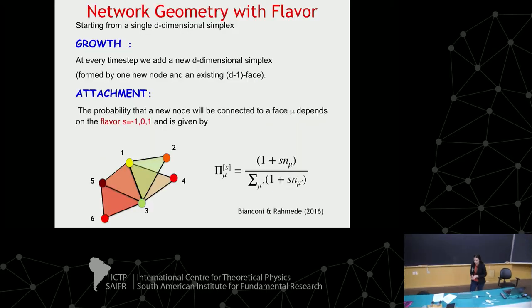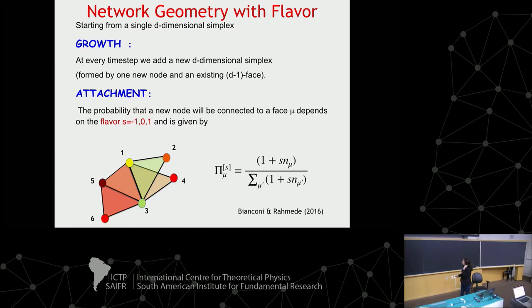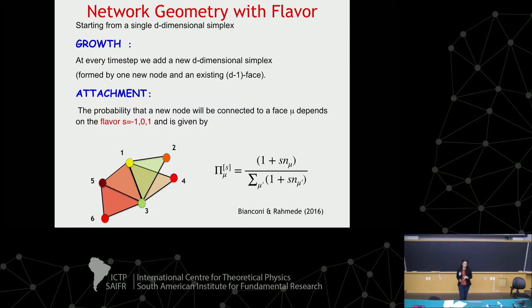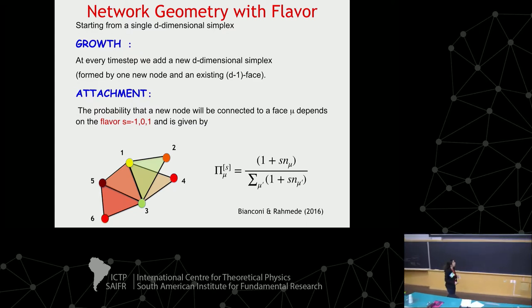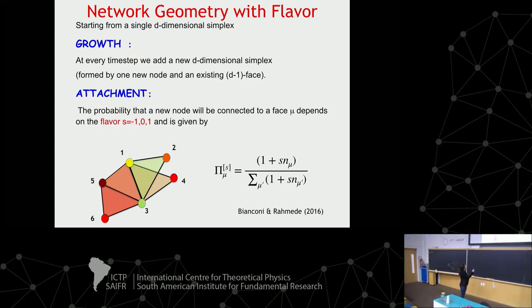So we built a growing network model, which we call network geometry with flavor, which generalizes simplicial network growing models, which generalize growing network models, and includes preferential attachment. We start from a single d-dimensional simplex. We have growth: at every time step, we add a new d-dimensional simplex to a (d-1)-face. And the attachment depends on this flavor, which takes values minus 1, 0, and 1, and is given by this attachment kernel.